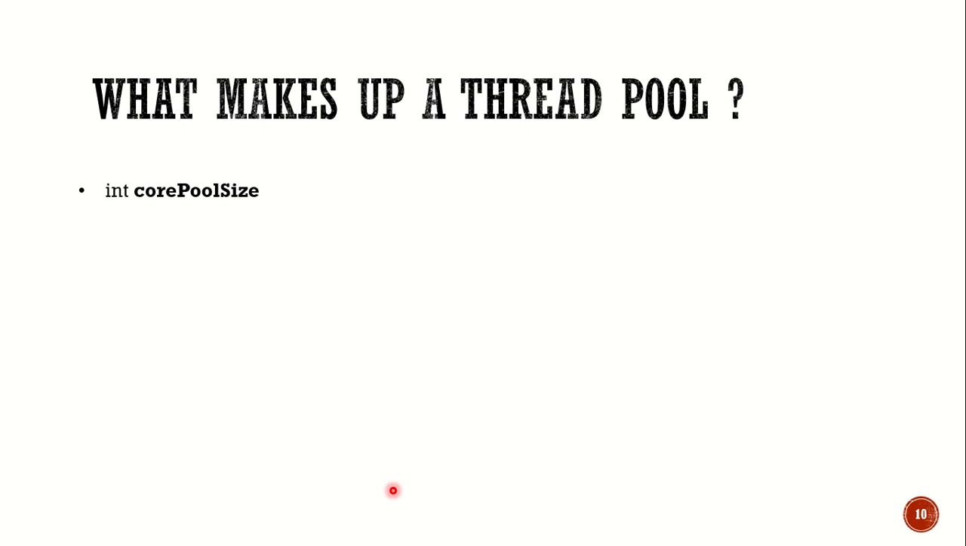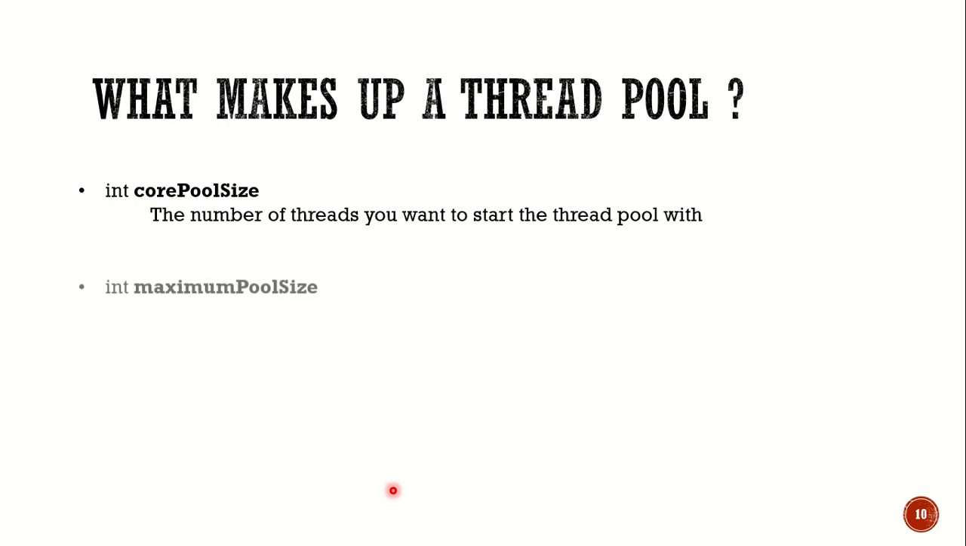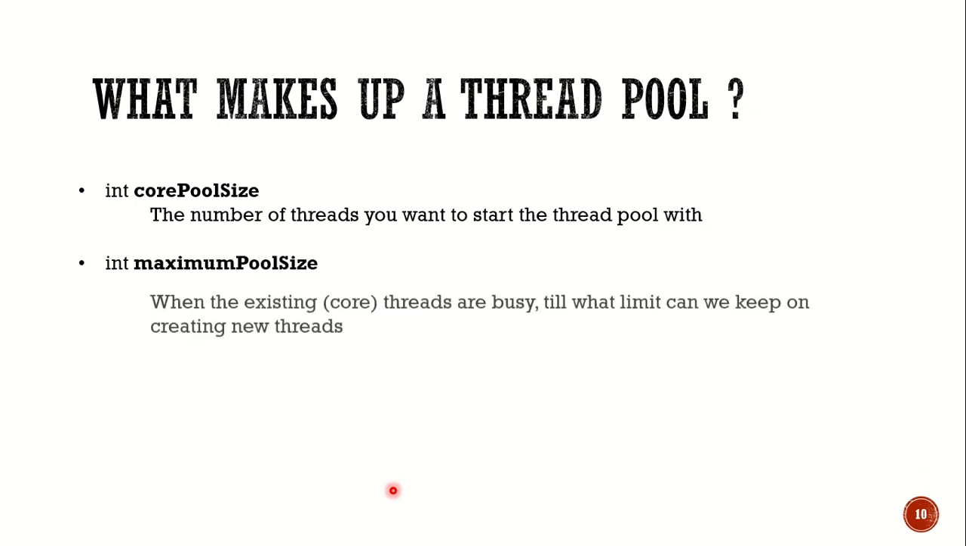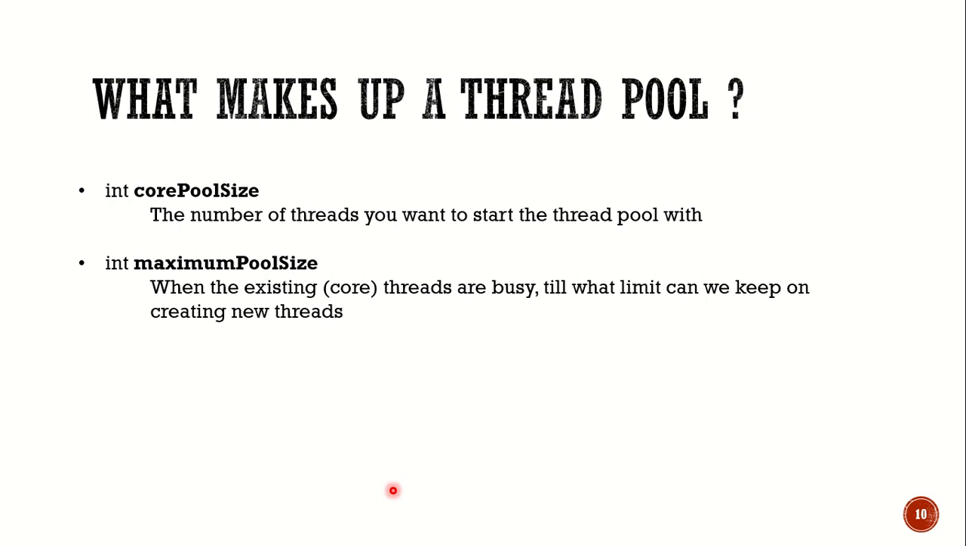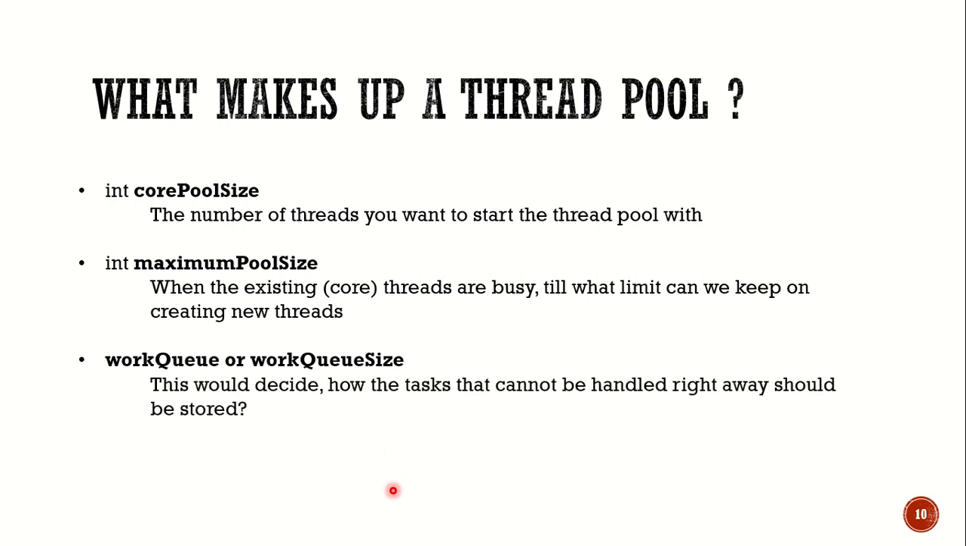It has a parameter of core pool size, and it specifies the number of threads you want to start the thread pool with. And then you have a maximum pool size. It determines, when the existing or core threads are busy, till what limit we can keep on creating new threads. And then we have a third parameter, that is work queue or work queue size, and this would determine how the tasks that cannot be handled right away should be stored.